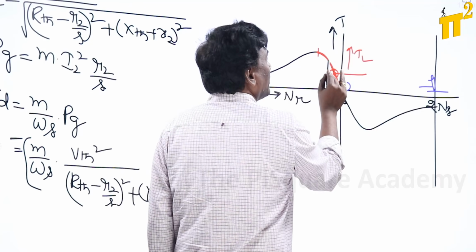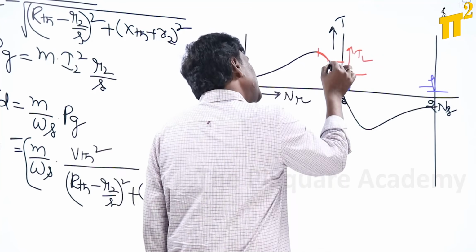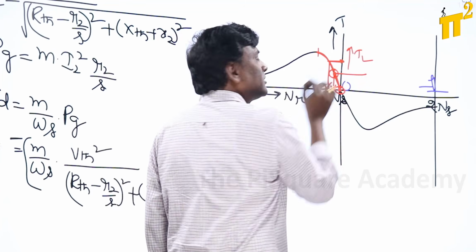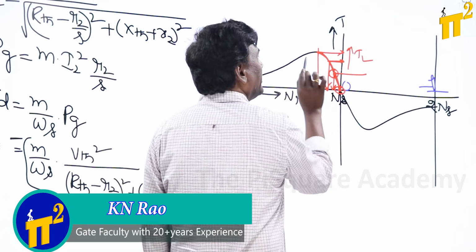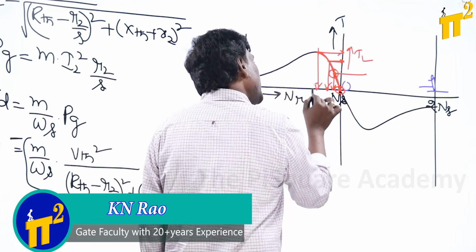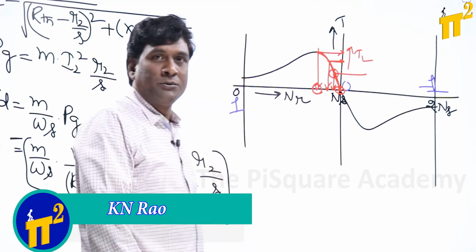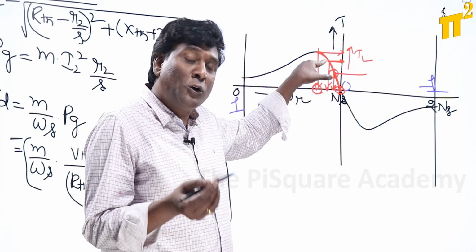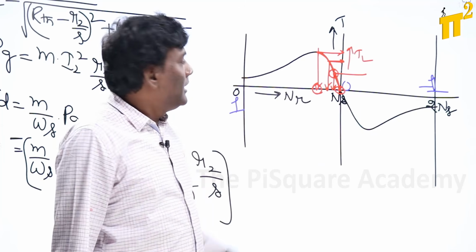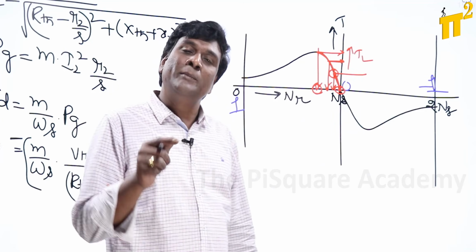And if you increase the torque requirement of the load, my speed will be reduced and it will give this much torque. If you still increase the torque to maximum torque, this is going to be the minimum speed. Now beyond this, this black line is the torque produced by the motor, and the red line is going to be the torque requirement of the load.